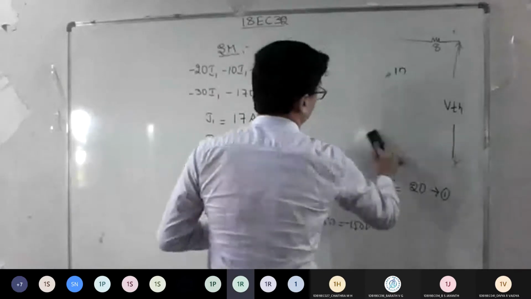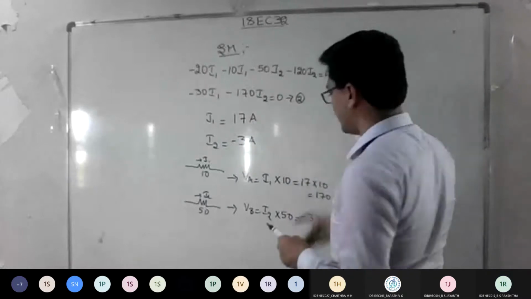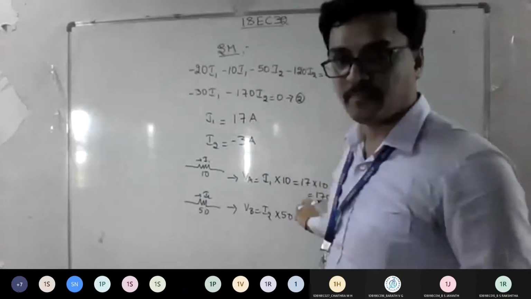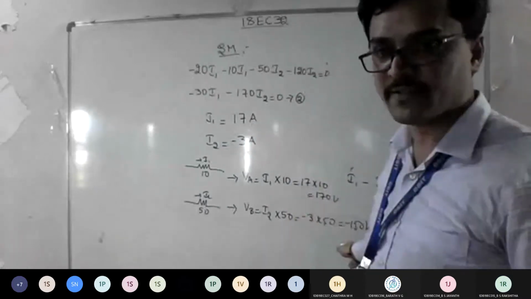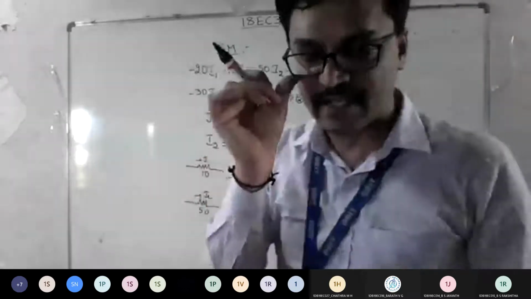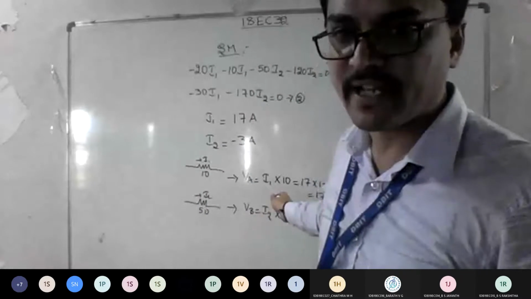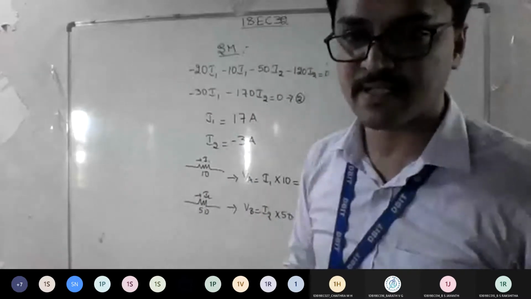20 volts. So any doubts anyone? See, if you get this type of answer, 170 and minus 150, you need to add it. So you need to add both voltages to get the final answer. Or else make both positive and subtract bigger minus smaller. That will also give the same answer.